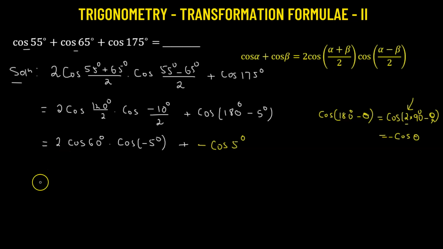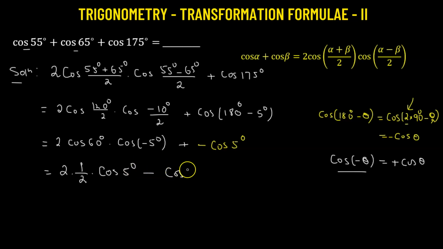Now we get 2 times cosine 60. What's the value of cosine 60? That's a standard value of half. Now cosine of negative 5 degrees: we also know that cosine of negative theta equals positive cosine theta, because cosine is an even function. So cosine of negative 5 degrees will be simply cosine of 5 degrees. So minus cosine of 5 degrees. Here the 2 and the half cancel out. So we have cosine 5 degrees minus cosine of 5 degrees. So ultimately we get the value as 0. So cosine 55 degrees plus cosine 65 degrees plus cosine of 175 degrees sums up to give us a value of 0.